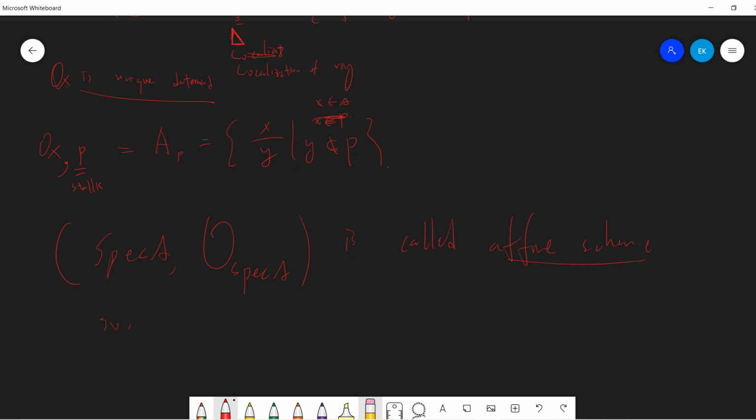So any space, I mean any locally ringed space, given a space X, the underlying topological space X, and the structure sheaf OX on X. If it is isomorphic to this space, then it's called an affine scheme. Okay, and now the general scheme. So this is the definition of a scheme.